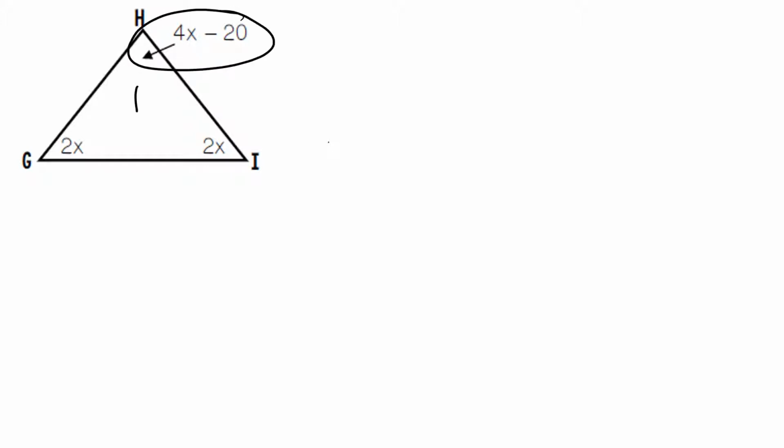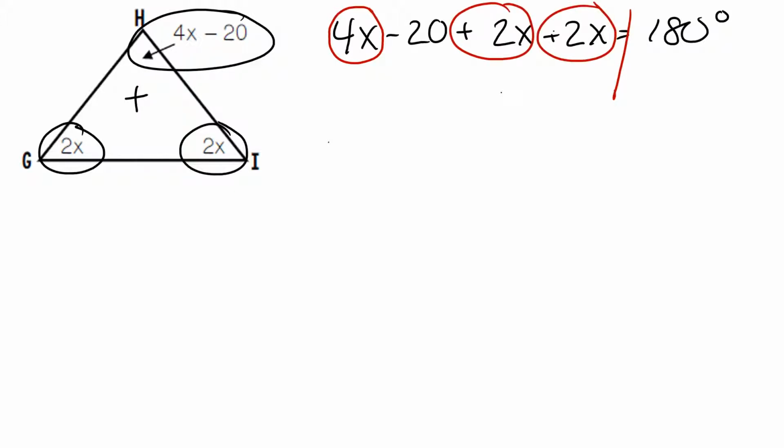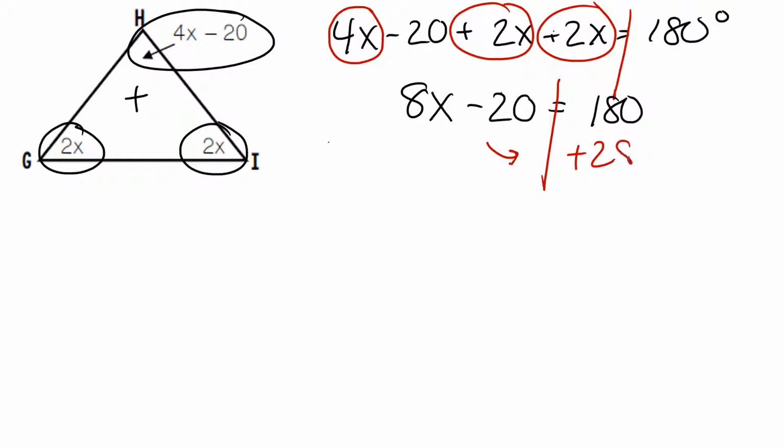Again, for a triangle, you add all the inside angles together. So 4x minus 20 plus 2x plus 2x equals 180. When we go to combine our like terms, 4x plus 2x plus 2x can all be combined. 4 plus 2 plus 2 is going to give us 8x. Still combining like terms, the minus 20 and the 180 are on opposite sides, so we do the opposite operation. Instead of a minus 20, we do a plus 20. 180 plus 20 is going to give us 200.